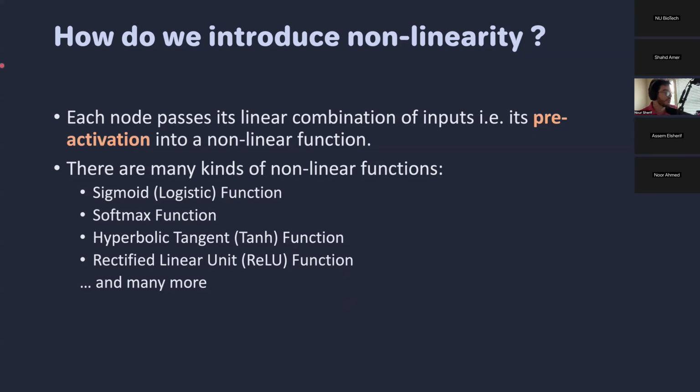How we introduce nonlinearity is basically, as we said, every node, before it passes the output to the next layer, passes the linear combination of inputs that it learned, which we also called pre-activation last time. Pre-activation because it's the linear combination that passes through the activation function. After passing through the activation function, these are called the activations. And there are a lot of nonlinear functions that we can use.